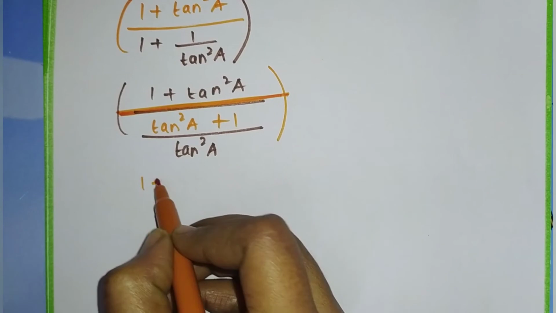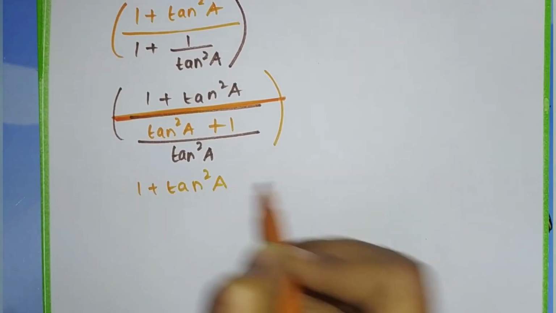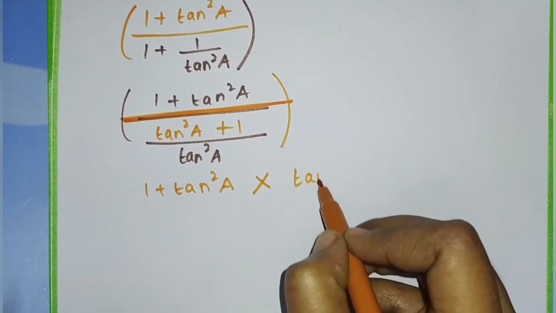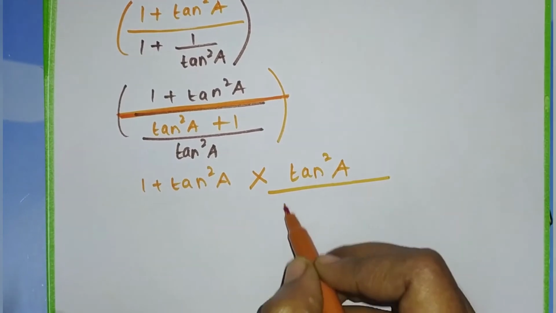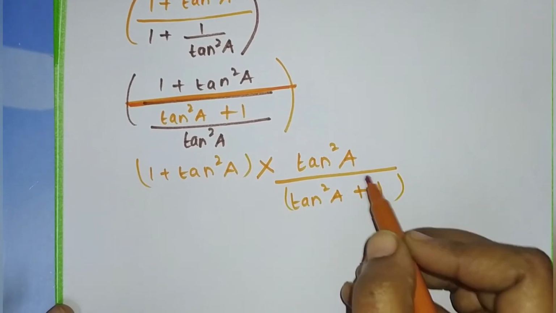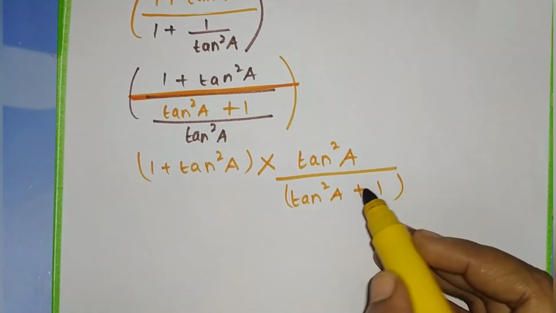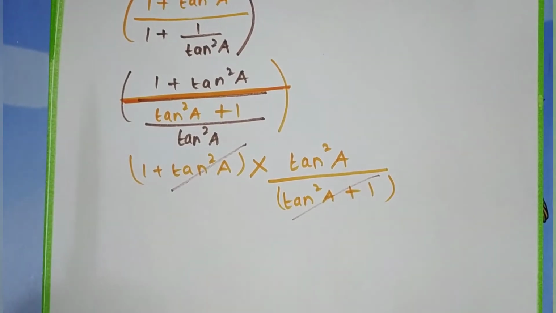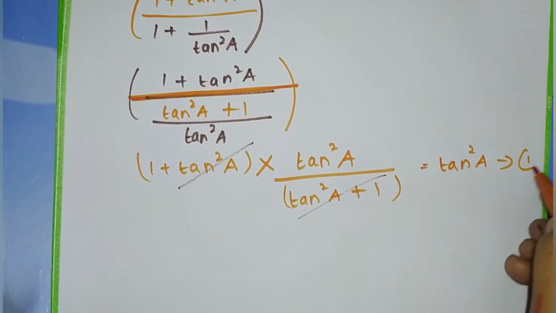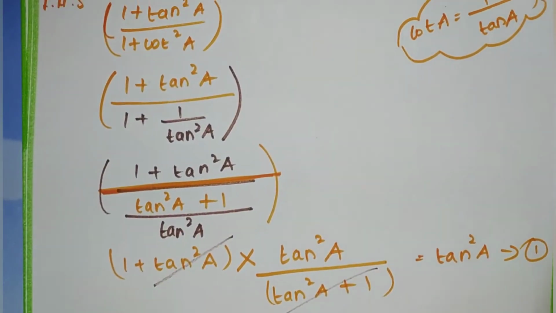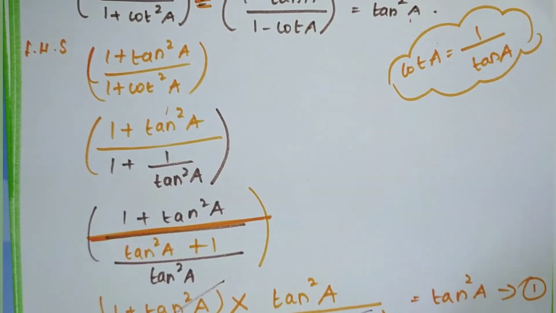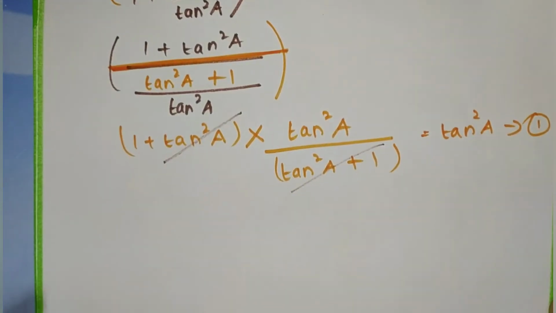Okay, so 1 plus tan square A, this is the numerator. I'm going to reverse the denominator to change into multiply: tan square A plus 1. See here, the two things are same, no? Now we can cancel this one and this one. So what will be the remaining? Tan square A. Mark this as 1. So we proved the first thing, that 1 plus tan square A divided by 1 plus cot square A is equal to tan square A. We proved the first one.